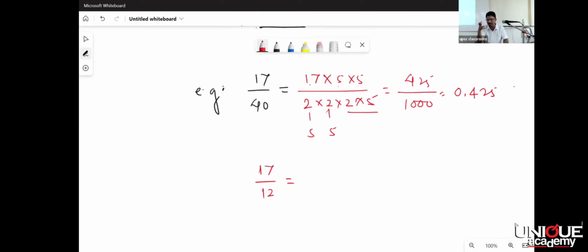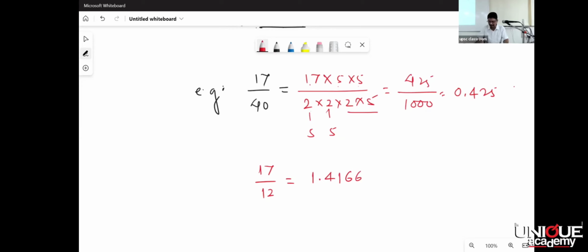We have 12 ones are 12. What is the remainder there? 5, so 50 it will be. Then 12 fours are 48. Then 2 remaining. Again we put 0, 20. 12 ones are 12. What is remaining there? 8. Then 80 it will be. So 12 sixes are 72. Again 8 it will be. Then again 80, then again 12 sixes are 72. Now it will be endless.